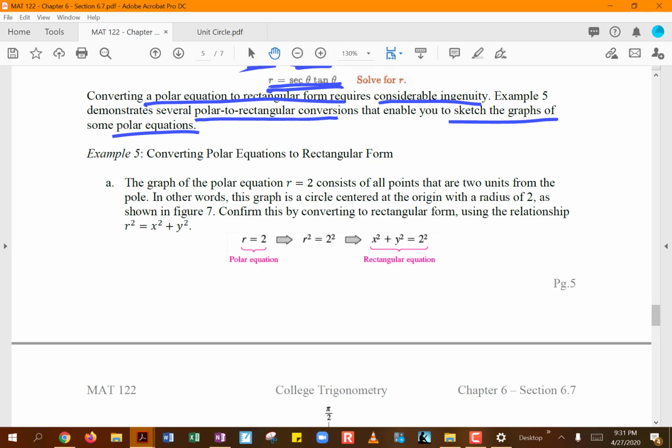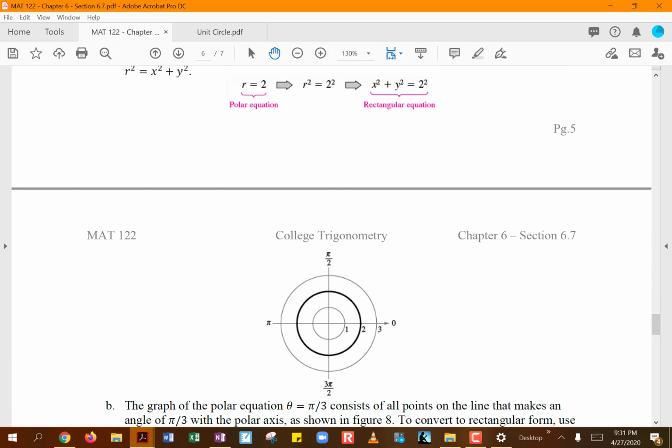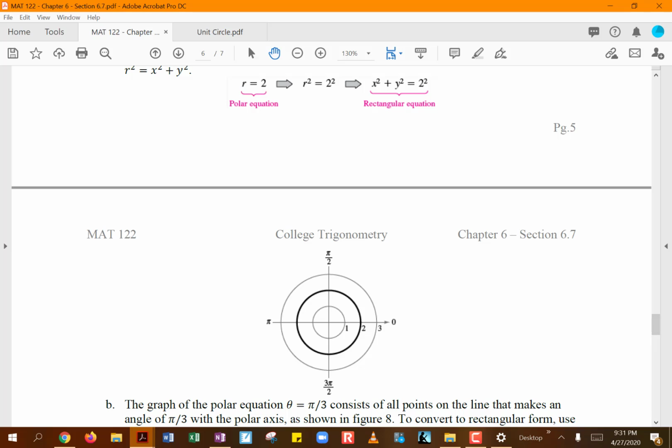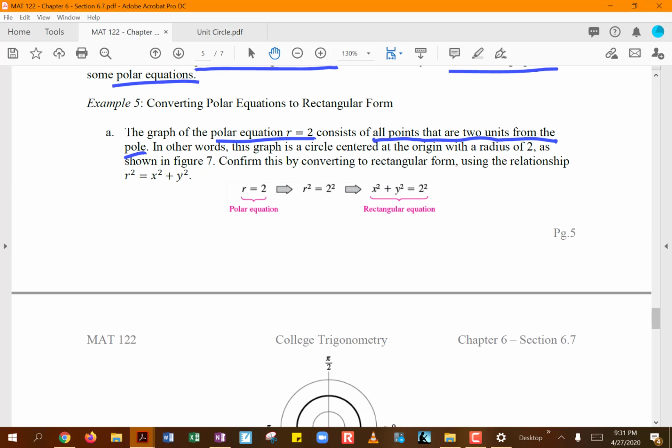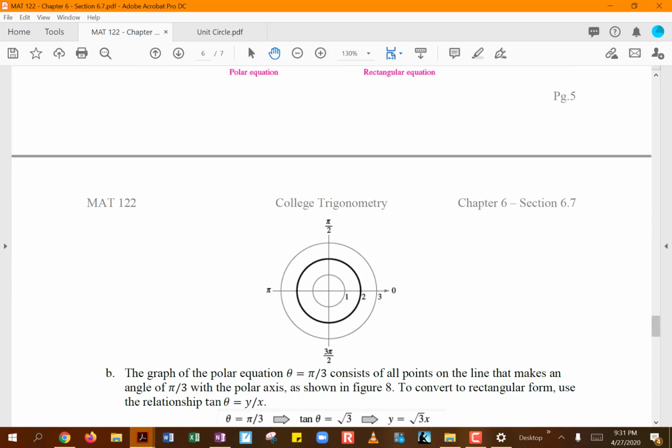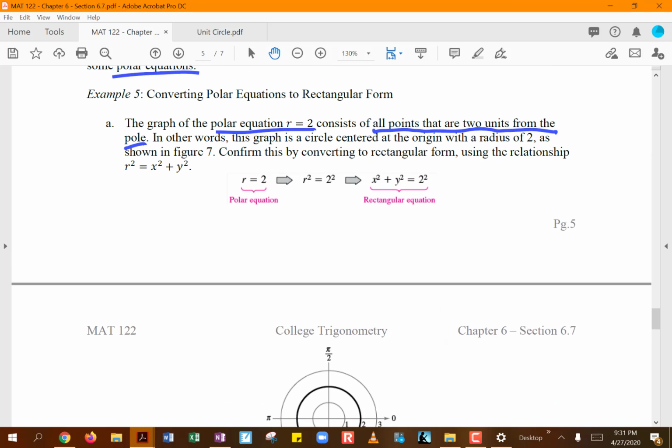So they are saying the graph of the polar equation r equals 2 will consist of all points that are 2 units from the pole, right? So if you think about the pole again as your origin, then all the points that are 2 units away from our pole are going to satisfy the equation r equals 2, right? So you can see we are shading that entire second circle over here for our graph for r equals 2.